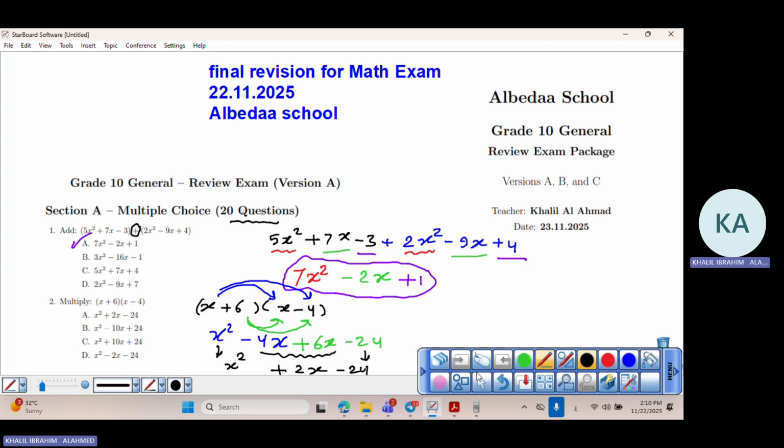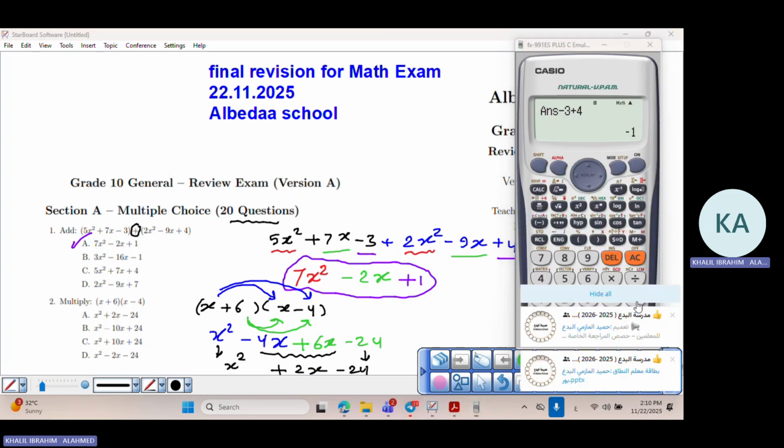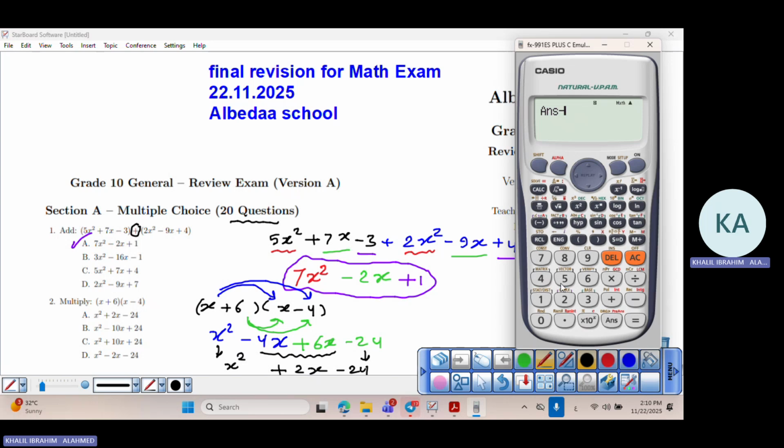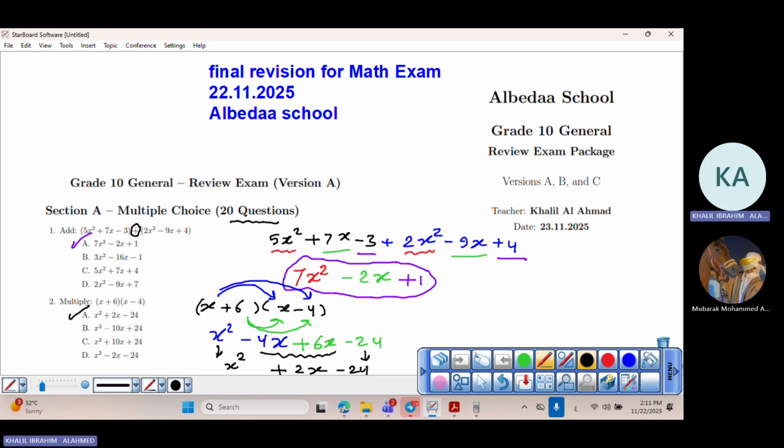Maybe someone doesn't understand how to find negative 4x plus 6x. You can use a calculator, it's easy. Just write the numbers, negative 4 plus 6, the answer is 2. That's it. Which one is right here? As you see, x squared plus 2x minus 24, also A, the answer. Let's move to the next question.